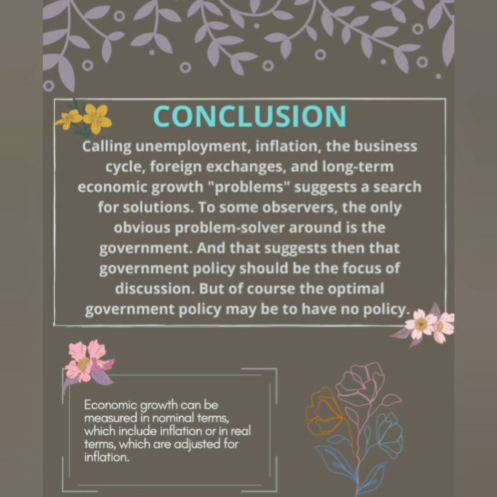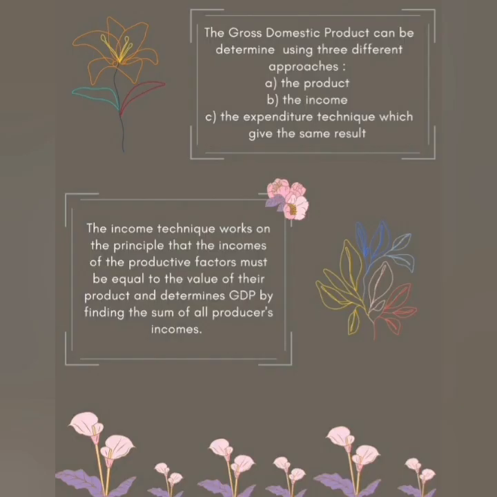Economic growth can be measured in nominal terms, which include inflation, or in real terms, which are adjusted for inflation. The gross domestic product (GDP) can be determined using three different approaches. First, the product. Second, the income. Third, the expenditure technique, which gives the same result. The income technique works on the principle that the income of the productive factors must be equal to the value of their product, and determines GDP by finding the sum of all producers' income.